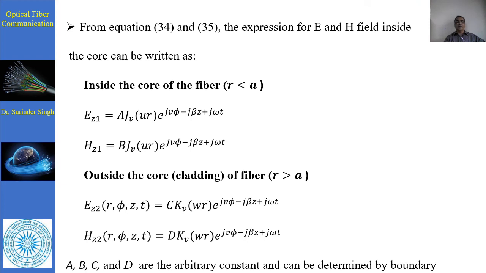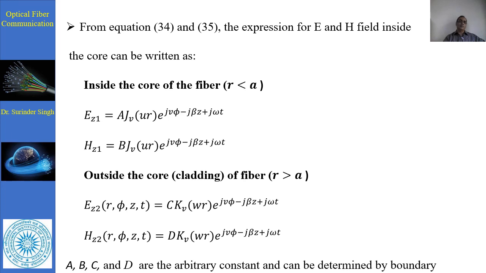Now for finding the solution inside the core or outside the core, from the previous two equations 34 and 35, which we have found for inside the core, r less than a, Ez1 is equal to A Jv(ur) e to the power j v phi minus j beta z plus j omega t, whereas for H it is another part, instead of A there is B, and the same components are there: a Jv Bessel function Jv(ur) e raised to the power j v phi minus j beta z plus j omega t.